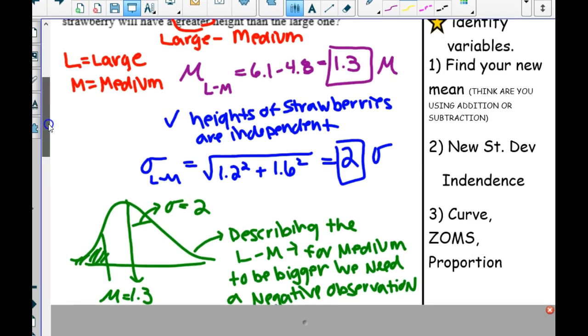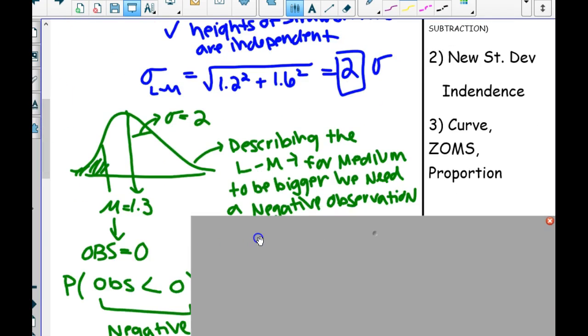Where am I going to get a negative difference? Well, I did my line over here because 1.3 is a positive difference. On average, I'm going to get a positive difference. The large is going to be bigger than the medium on average by 1.3 centimeters. Now a negative difference is going to be over here. How do I know where to mark it? I need to mark it at 0. 0 is where they're going to be equal. If I figure out the probability that the observation is less than 0, those are my negative differences. This area is all where the medium is going to be bigger.